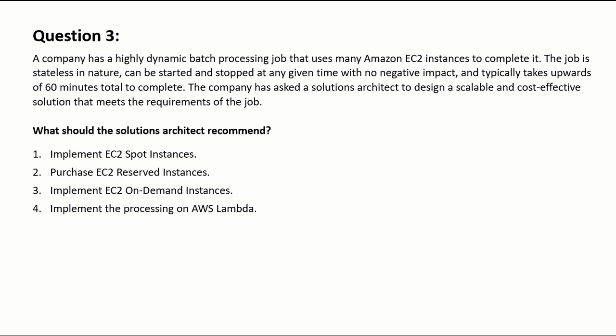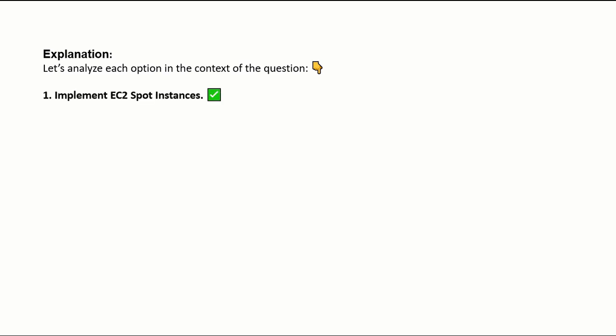Okay. So, option 1 is implement EC2 spot instances. Number 2, purchase EC2 reserved instances. Number 3, implement EC2 on-demand instances. Number 4, implement the processing on AWS Lambda. Okay. So, let's see which option is correct. So, let's analyze the question actually. The correct answer should be implement EC2 spot instances.